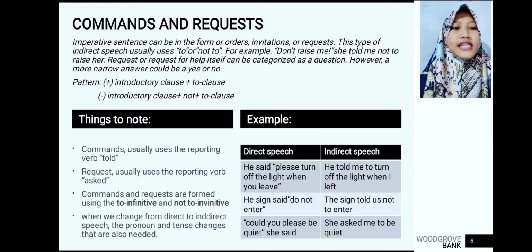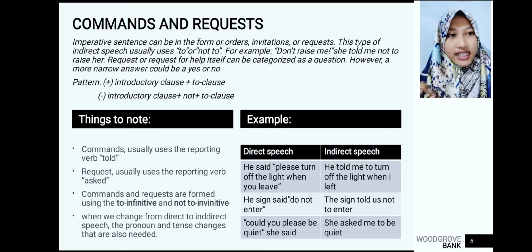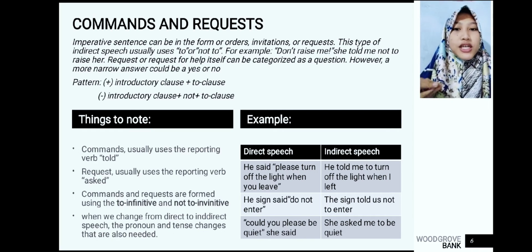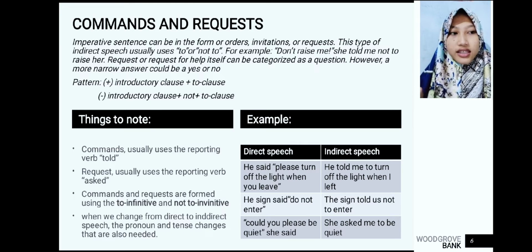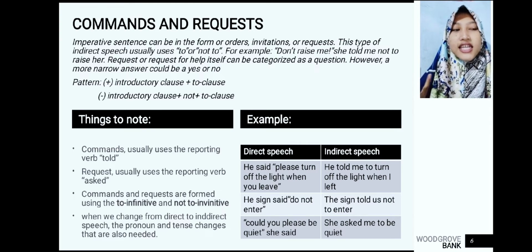Or, could you please be quiet? She said, this direct speech. To, she asked me to be quiet. This indirect speech.